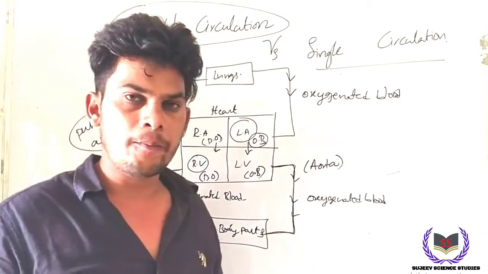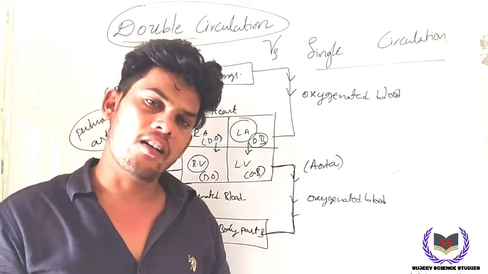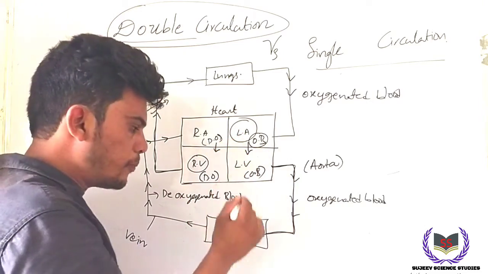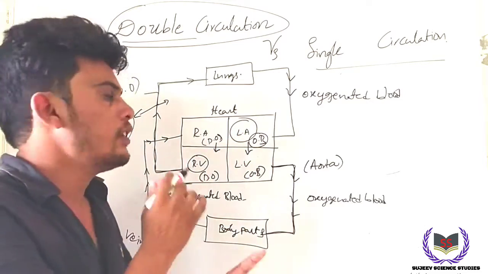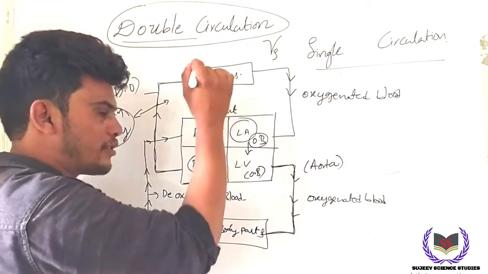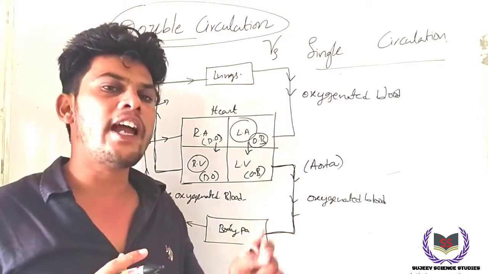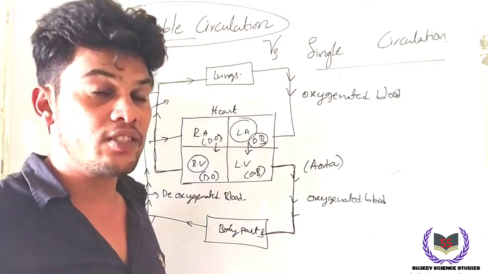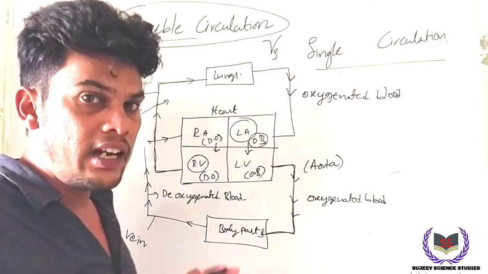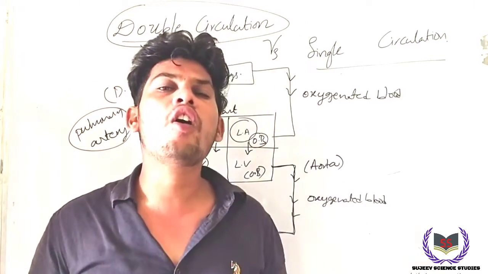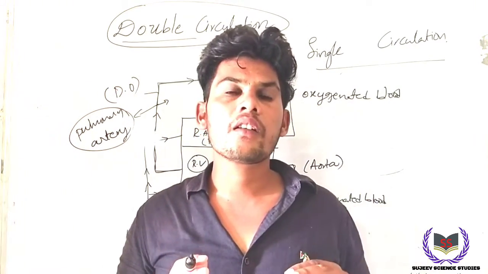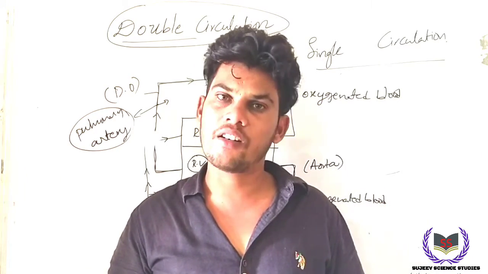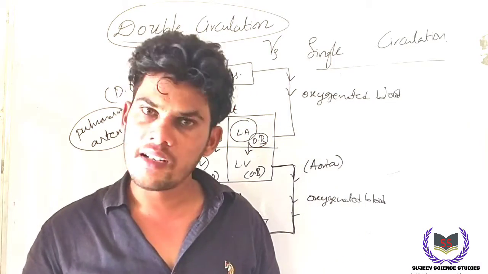Like in this process, the blood flows through the heart twice. One time from the heart to the body parts and body parts to the heart. Then heart to the lungs, lungs to the heart, the second time. So two times the circulation of the blood takes place through the heart. That's why it is called double circulation. Are you clear? Double circulation is the circulation of the blood through the heart twice. Are you clear, dear students?